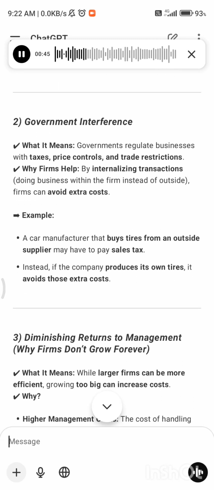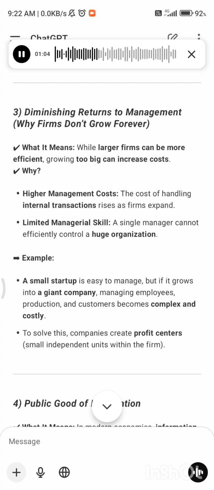2. Government interference. What it means. Governments regulate businesses with taxes, price controls, and trade restrictions. Why firms help. By internalizing transactions, doing business within the firm instead of outside, firms can avoid extra costs. Example, a car manufacturer that buys tires from an outside supplier may have to pay sales tax. Instead, if the company produces its own tires, it avoids those extra costs.